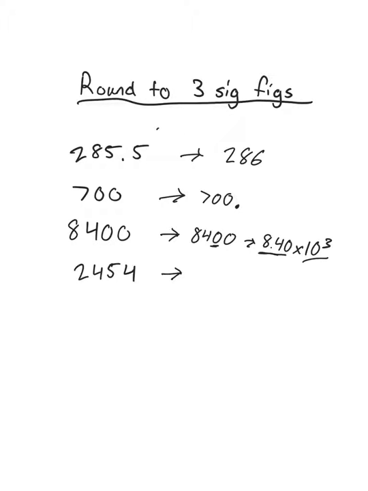Okay, final example is 2,454. Make that into 3 sig figs. So we need these 3 to be significant. So this one is going to round down. So we are going to have 2,450.